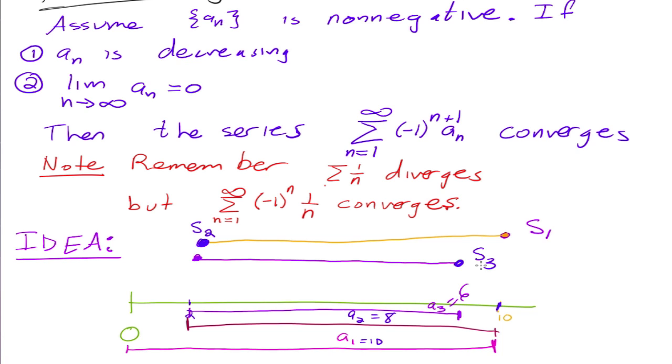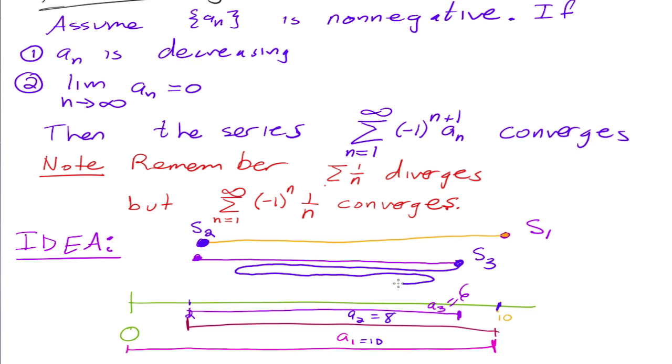And then a4, now you're going to subtract, but it has to be, again, less. So do you see kind of what's happening? Because s4 lands you somewhere over here. And then you add the next one, right? So then you go over here.